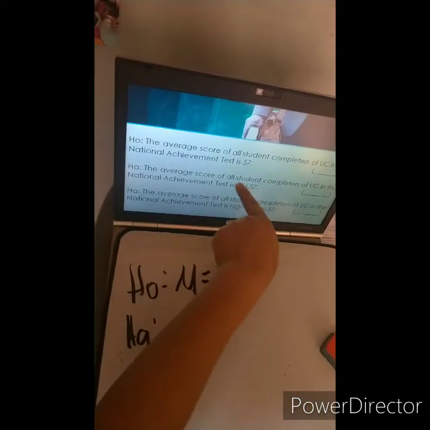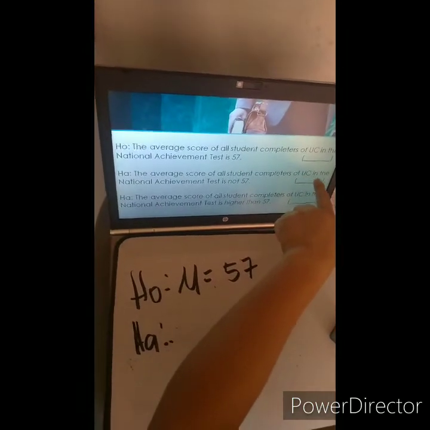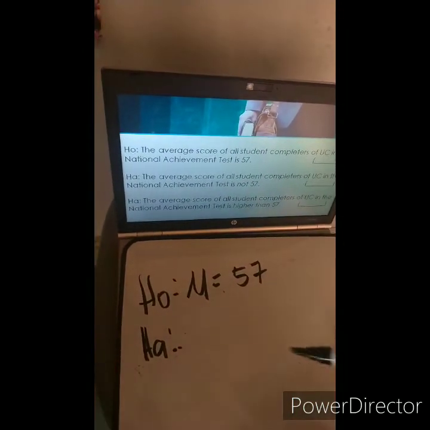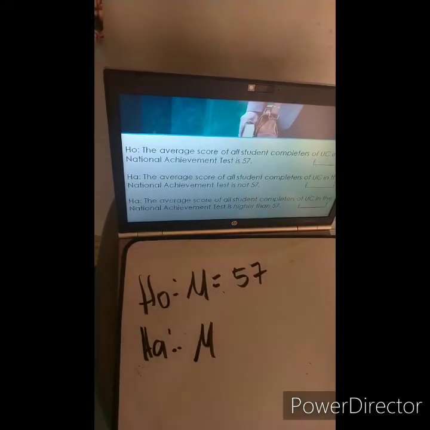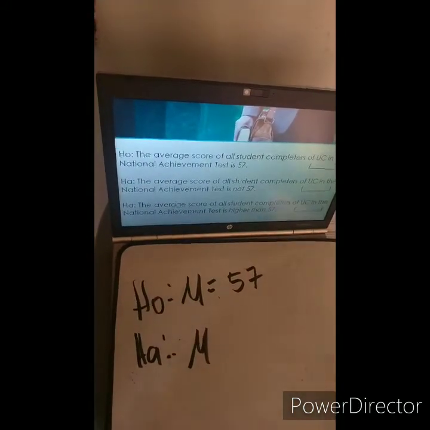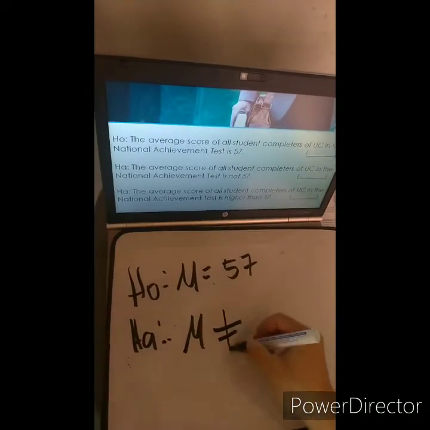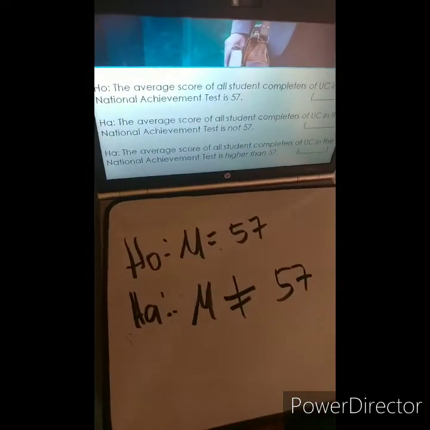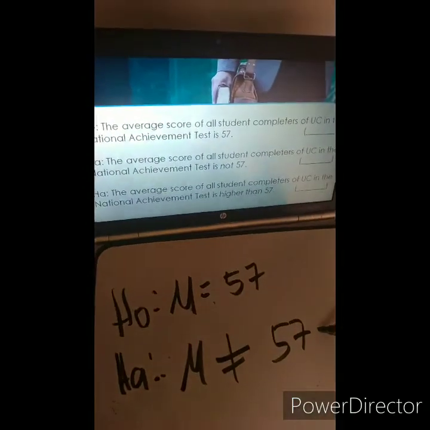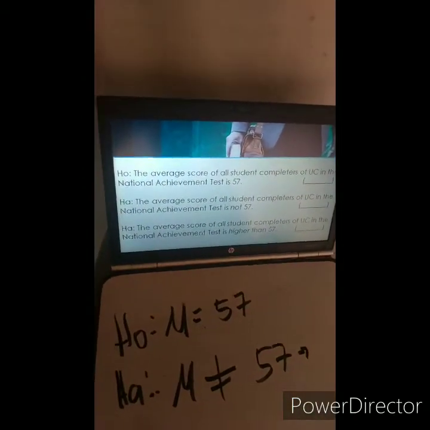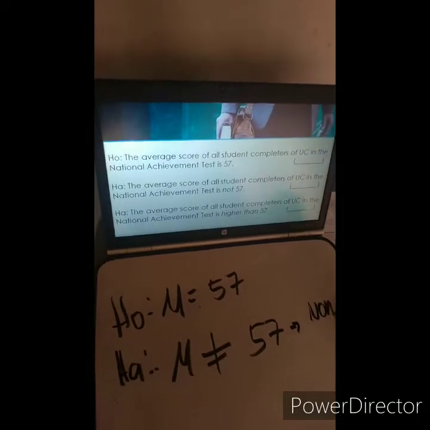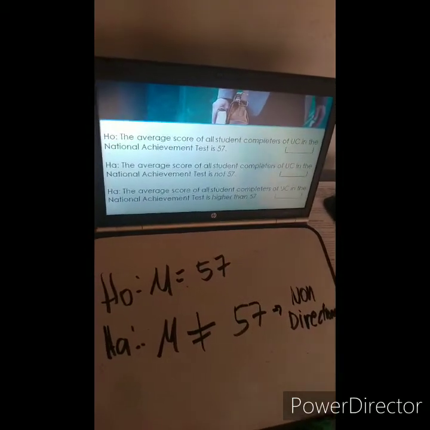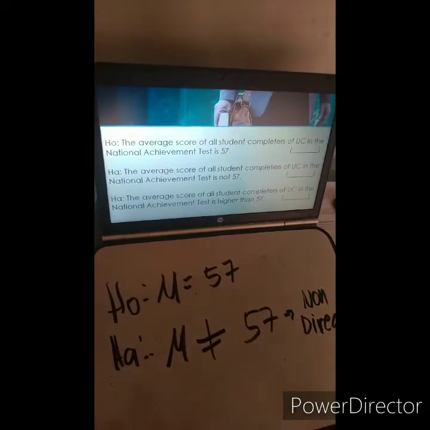The average score of all students, completers of UC, in the National Achievement Test is not 57. So when we say is not, that means that we are going to use not equal to 57. Now, is that directional or non-directional? It is non-directional. Right? It's non-directional because we have used not equal to.